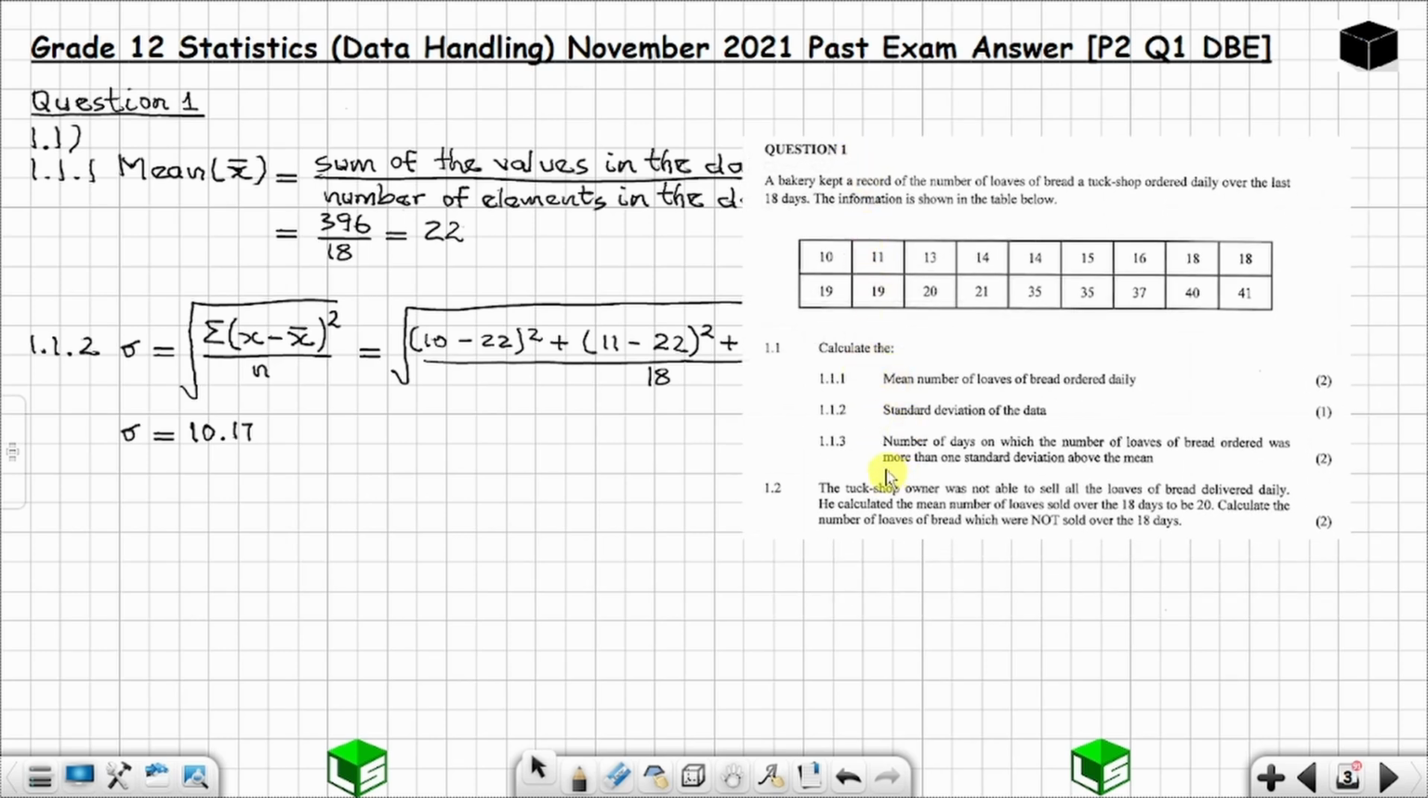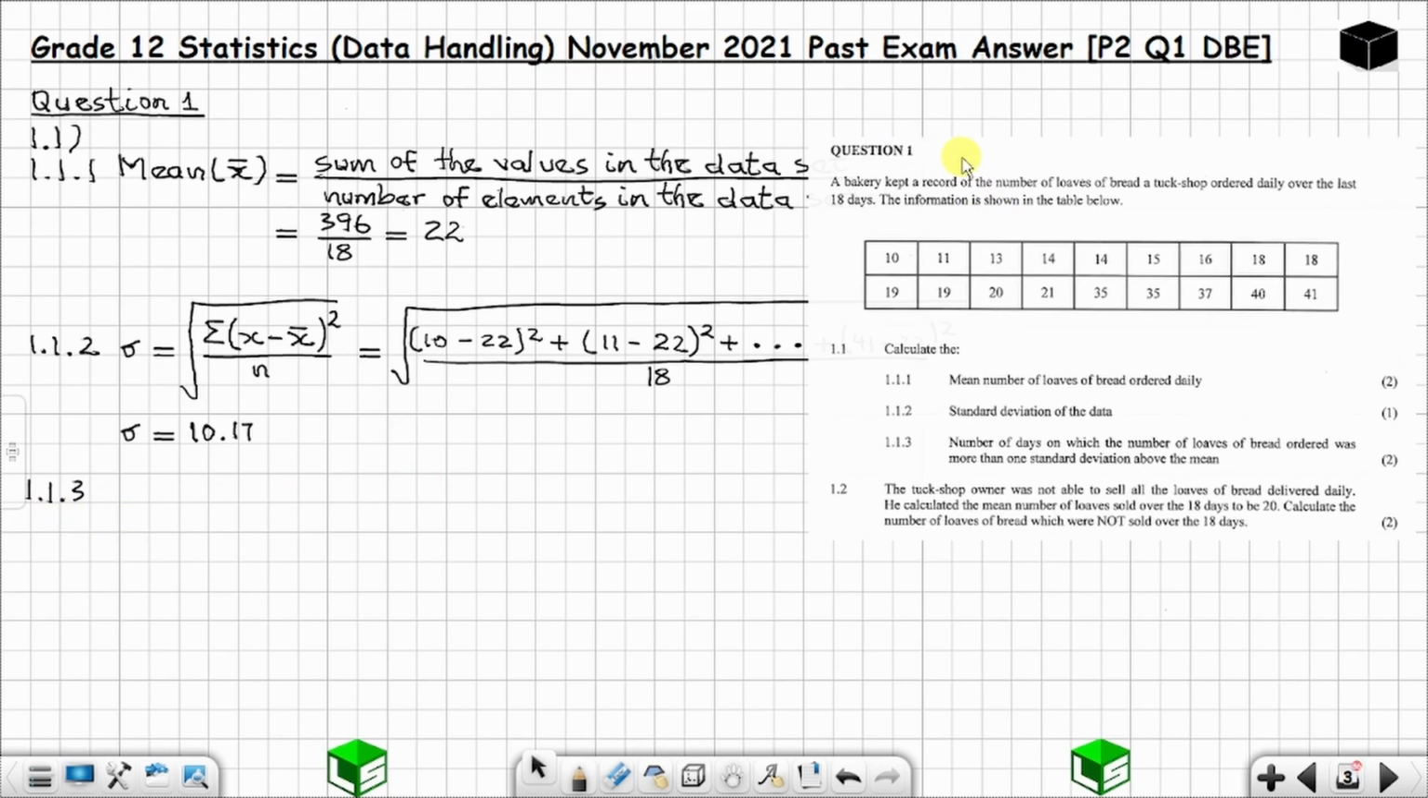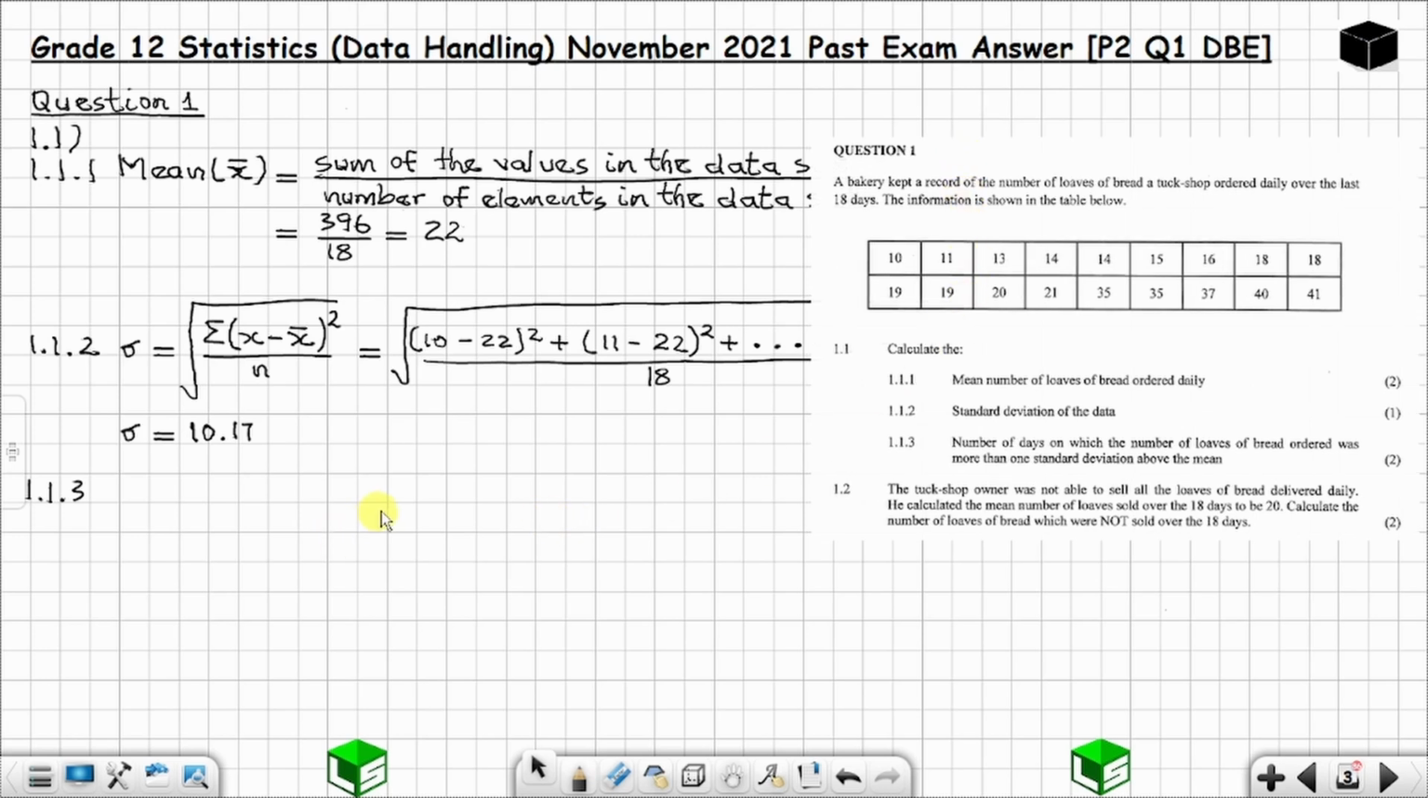The next question is calculate the number of days on which the number of loaves of bread ordered was more than 1 standard deviation above the mean. More than 1 standard deviation above the mean. Okay, this is question 1.1.3. Okay, let me explain to you what they mean. Let's say you have the mean. This is the mean, which is 22. We calculated it.